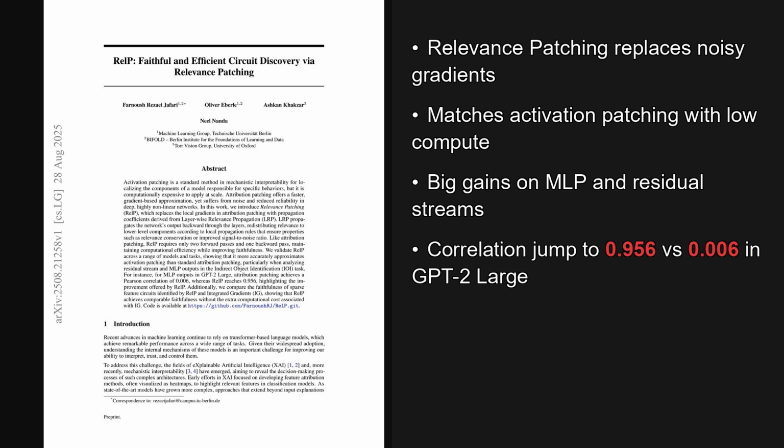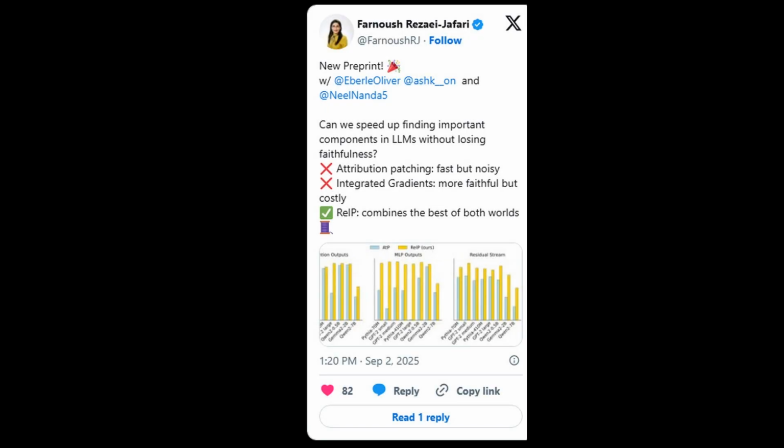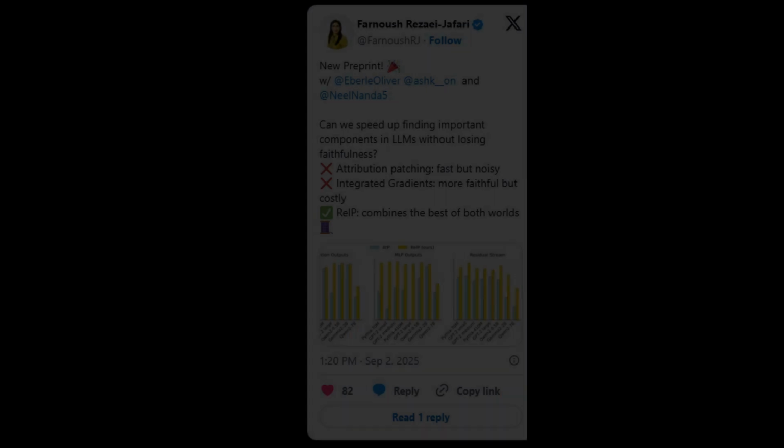The paper is titled RelP, Faithful and Efficient Circuit Discovery via Relevance Patching. And as we will see, the efficiency and accuracy both move in the right direction. The method matches integrated gradients level faithfulness while keeping 2 forward and 1 backward pass efficiency. On X, a co-author announces the preprint, contrasts noisy attribution patching with costly integrated gradients, and claims RelP combines speed and faithfulness, showing supportive bar charts and modest engagement at roughly 80 likes.